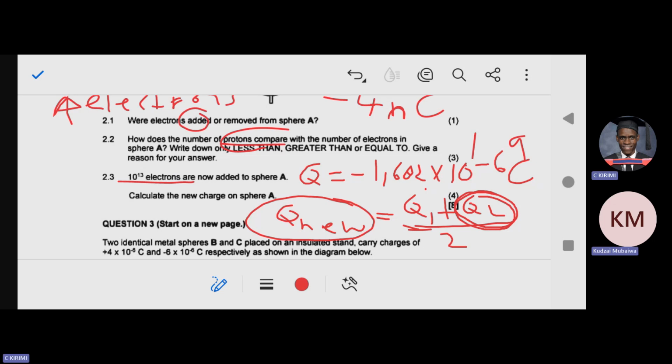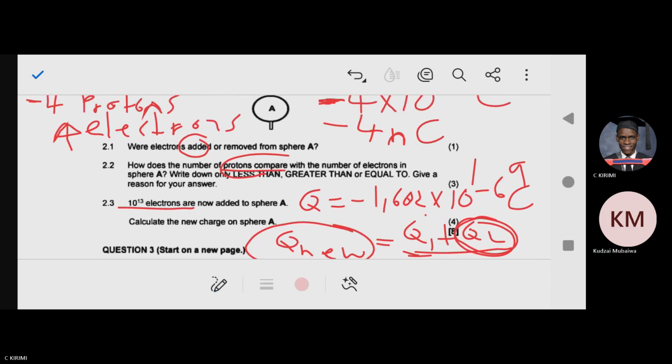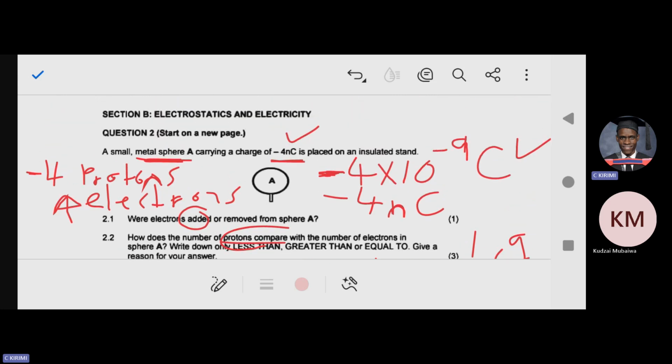So what will be the new charge on sphere A? What are we adding and what are we going to divide? What was the original charge of sphere A? Yes. Negative 4 nanocoulombs. I told you, nanocoulombs, you convert to times 10 to the power of negative 9. So that's what you are adding now.